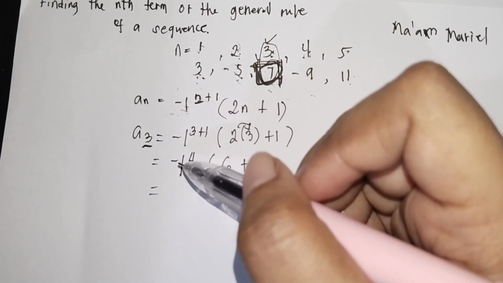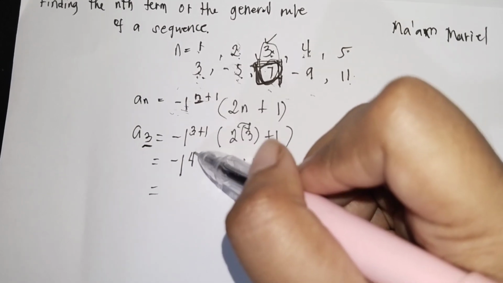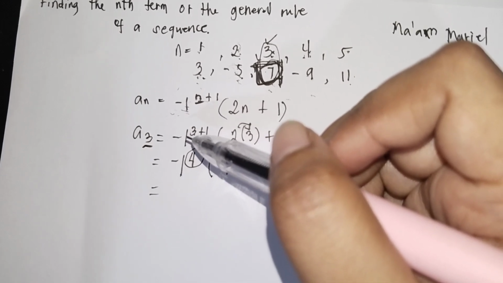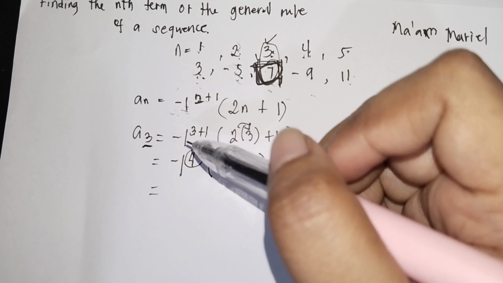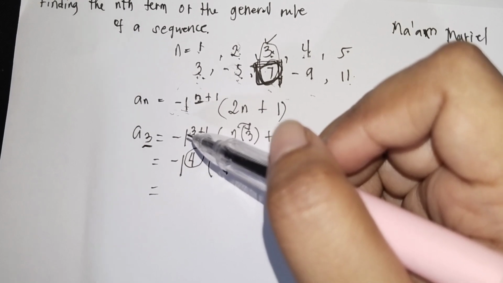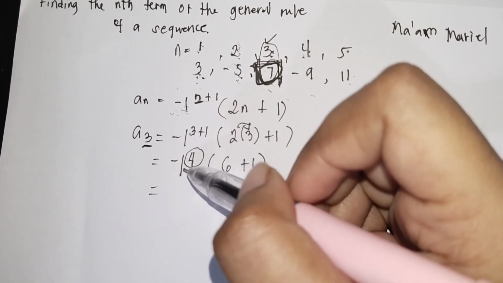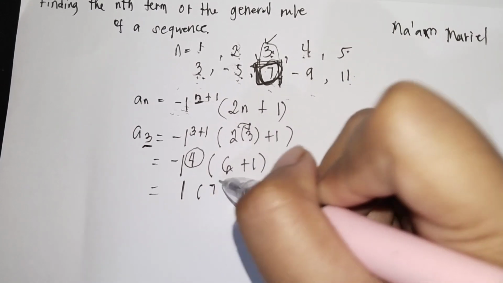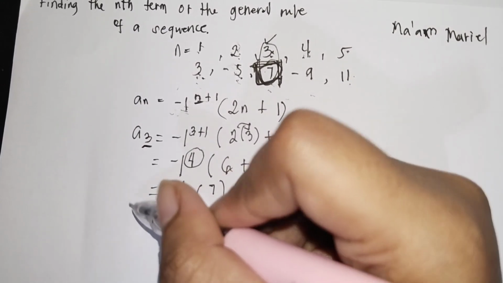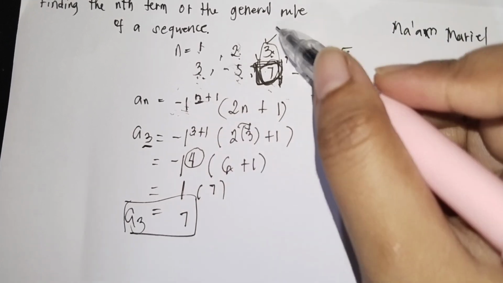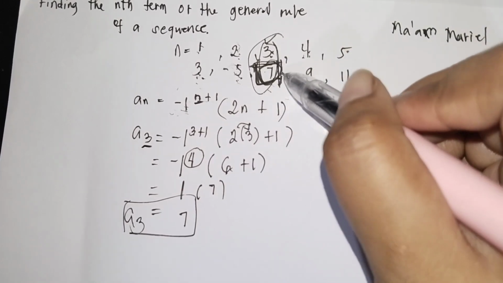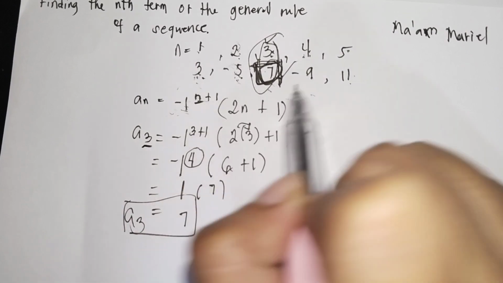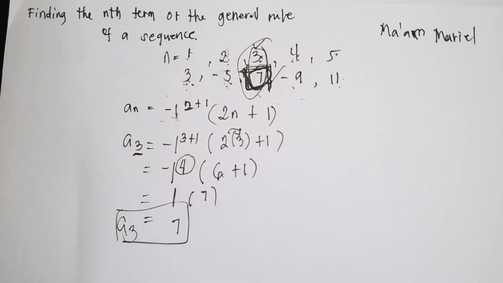And, para hindi nyo na siya isolve kung ano magiging sign niya, kapag po even number yung exponent, always positive yung sagot. Pag naman odd number yung exponent, always negative yon. So, negative 1 raised to 4 is just positive 1. Times 6 plus 1 is 7. 1 times 7 is 7. So, a sub 3 or our third term is actually 7. This one. Okay? So, kahit i-check nyo pa yung 3, itong negative 5, itong negative 9, makukuha nyo yung tama.